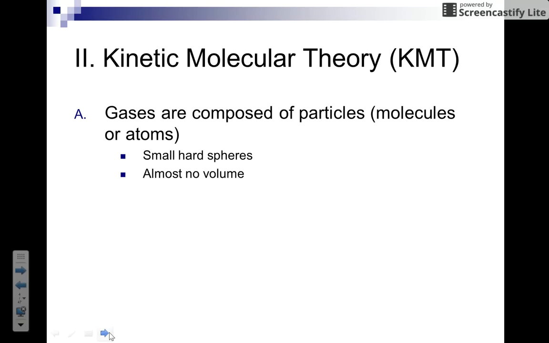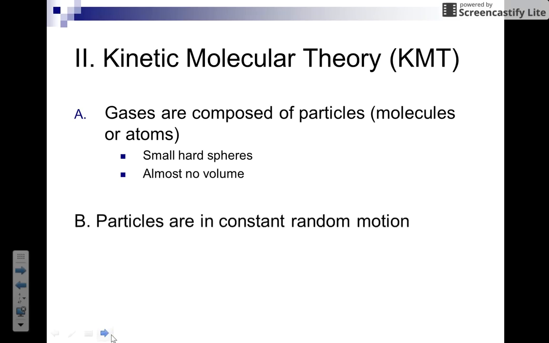The first part says gases are composed of particles. These particles could be molecules or they can be atoms. So you could have a molecule of O2, oxygen gas, or you might have an atom of helium gas. You should think of these particles as small hard spheres. They have almost no volume compared to the volume of their container.